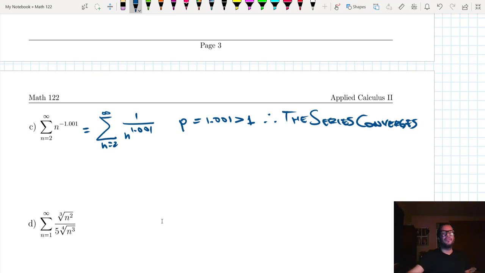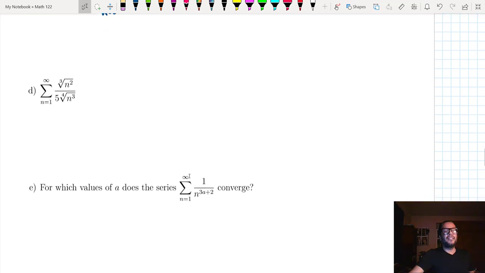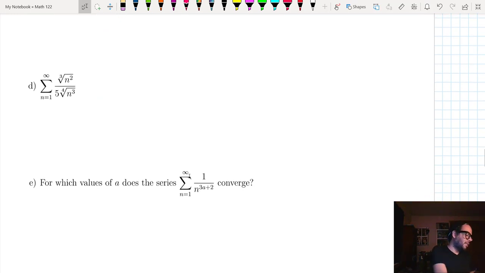And that's all we do. Just compare with the value of p. Letter D, what do we have to do? Well, letter D, we need to play with powers and exponents.